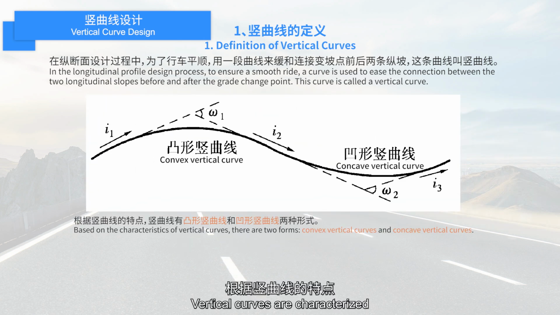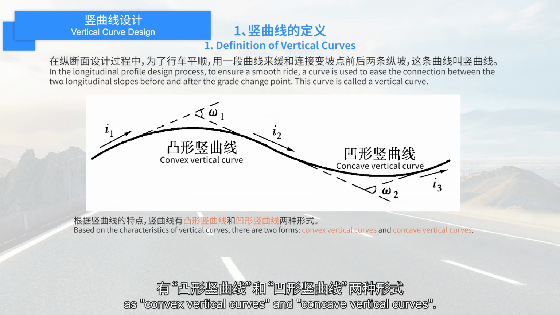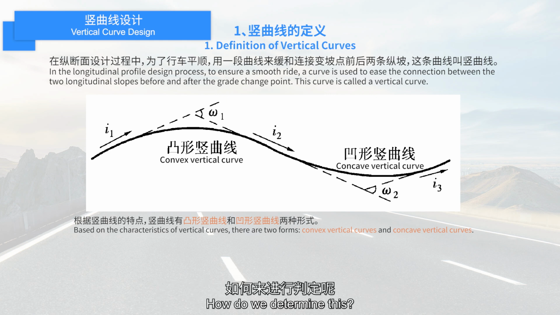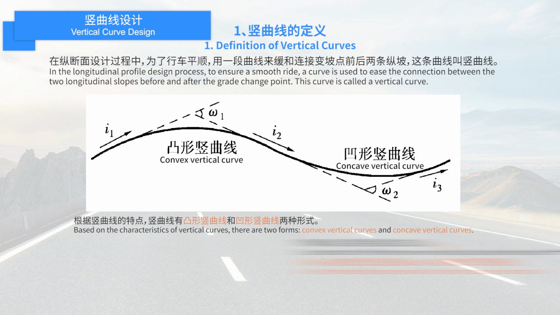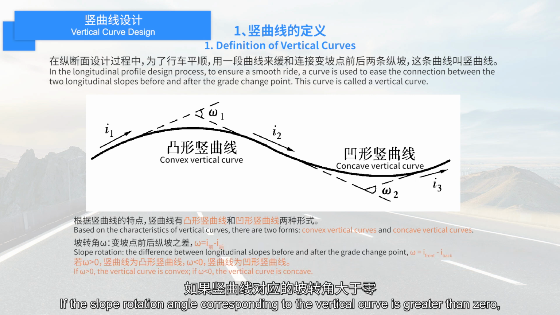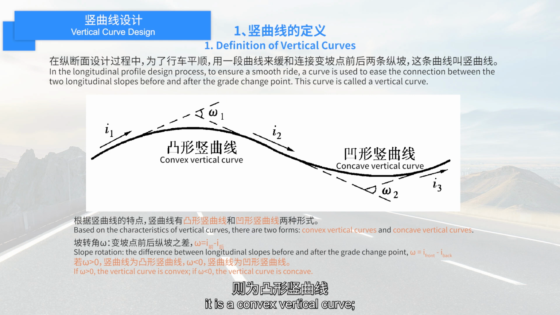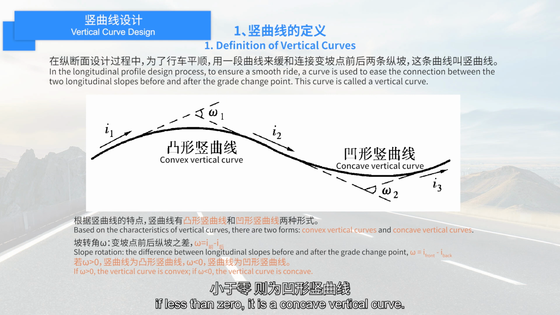Vertical curves are characterized as convex vertical curves and concave vertical curves. How do we determine this? If the slope rotation angle corresponding to the vertical curve is greater than 0, it is a convex vertical curve. If less than 0, it is a concave vertical curve.